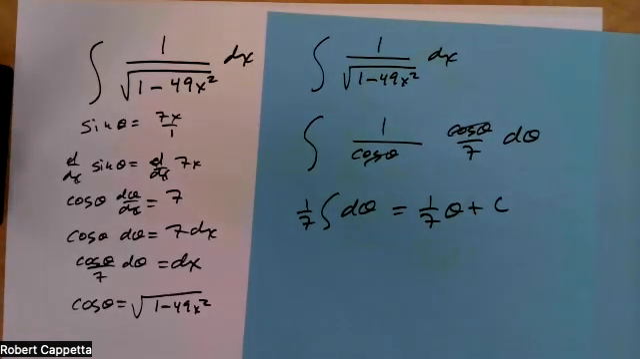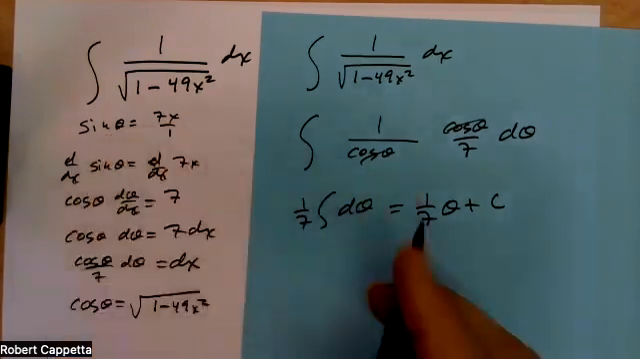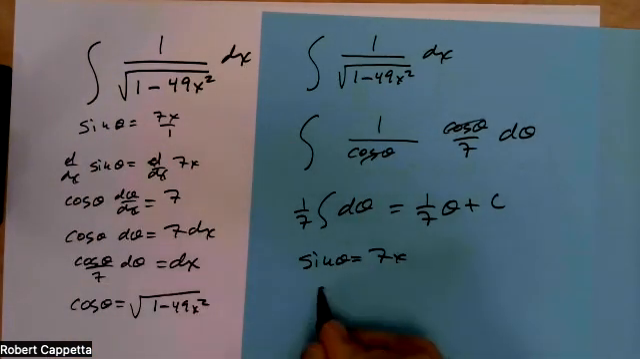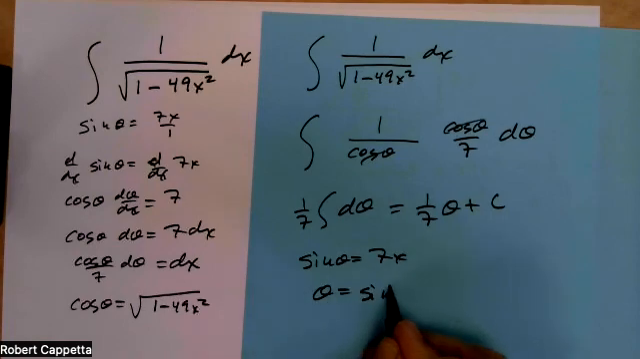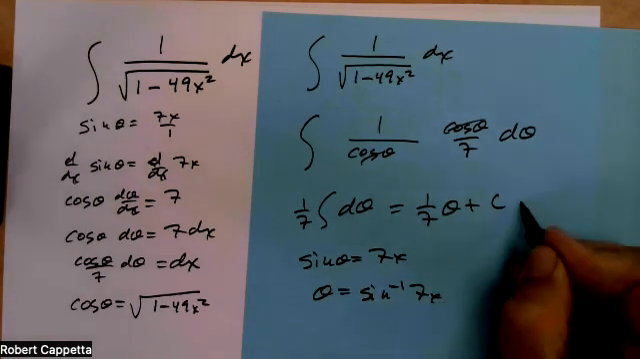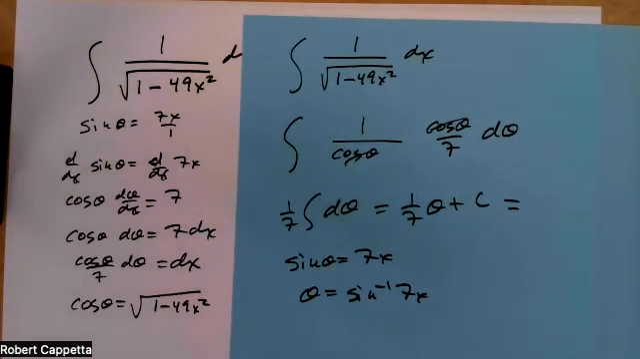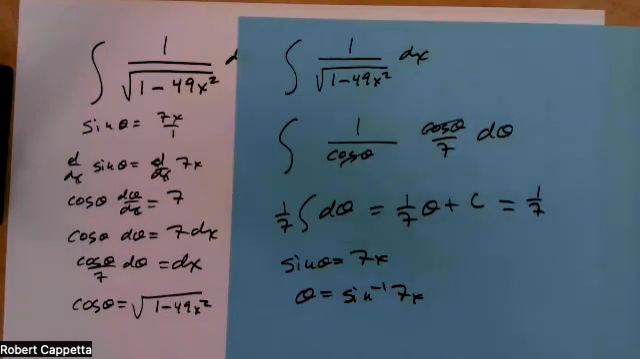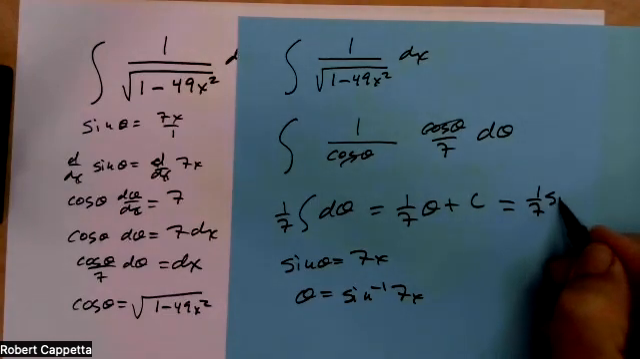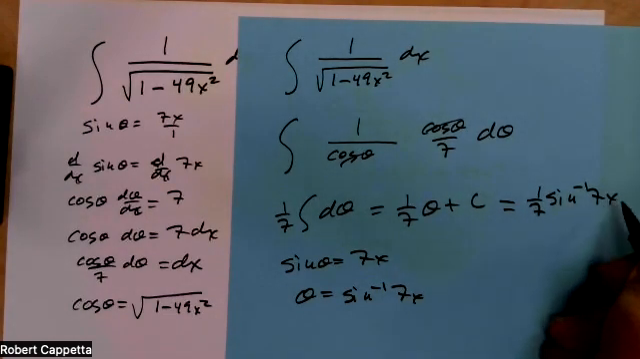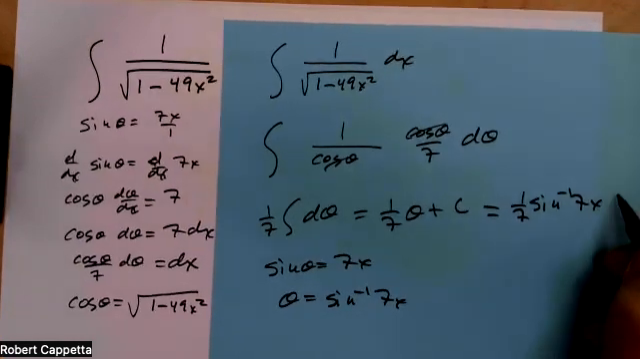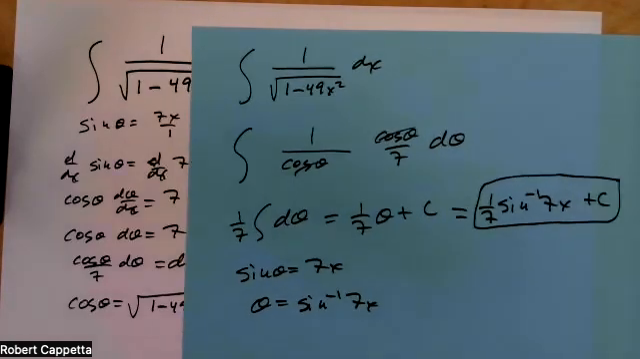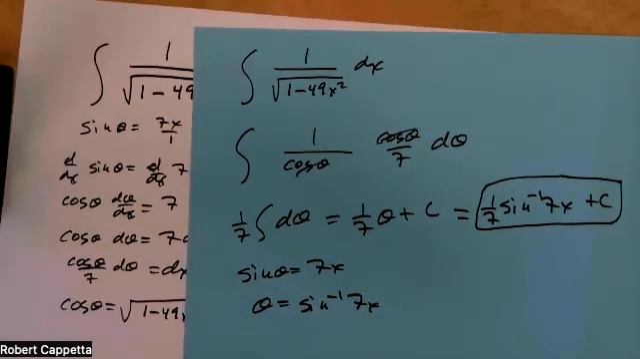But what was theta? We said before that sine of theta was 7x, which means theta would be the inverse sine of 7x. So my final answer here would be what? Would be 1/7 inverse sine of 7x plus c. That is our answer to that integral. All right.